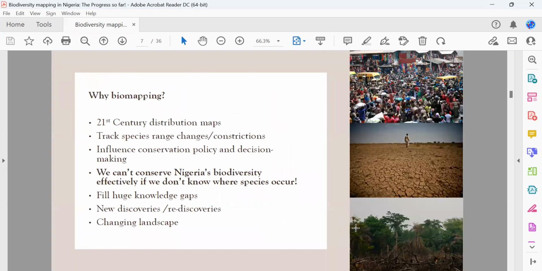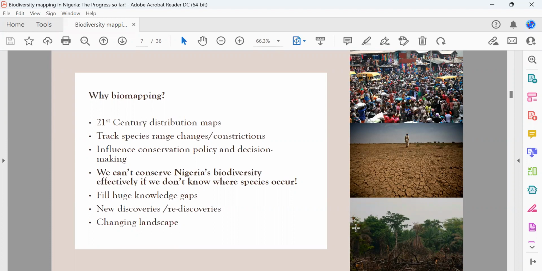So we ask ourselves, why biomapping? Why do we care about biomapping? Some of us are busy on social media advocating, supporting, doing biomapping. So why do we care? We do care because we need up-to-date, 21st-century distribution maps of biodiversity. We need to track species range changes and constrictions as a result of what? Human activities, climate change, drought, deforestation, wildfires, so many threats out there, pollution and others.